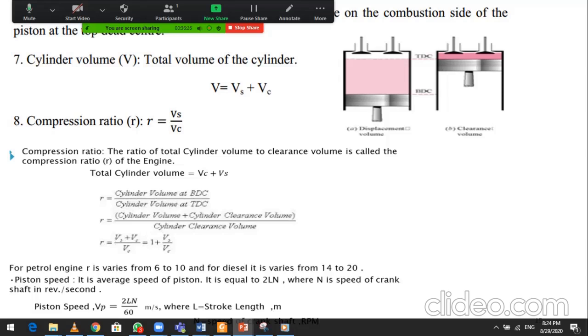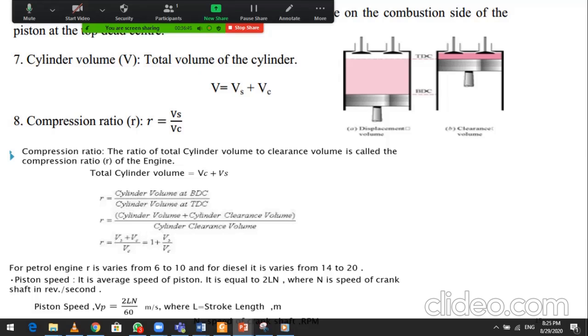अब ये जो है तो रेशियो है, तो टोटल सिलेंडर वॉल्यूम over clearance volume. So our cylinder volume at the bottom dead center, cylinder volume at top dead center. तो ये रेशियो है, आप इसमें प्लस करें तो you will get this formula again. And for petrol engine, compression ratio from 6 to 10, and for diesel 14 to 20. ये डीजल के लिए बहुत है.